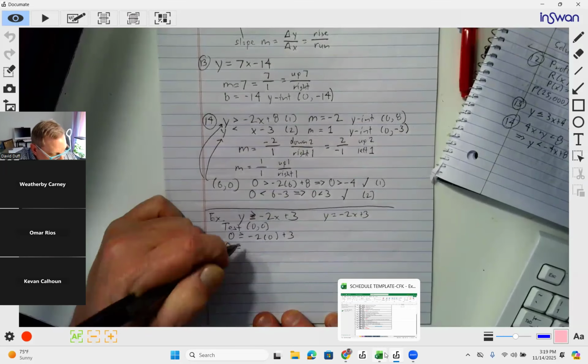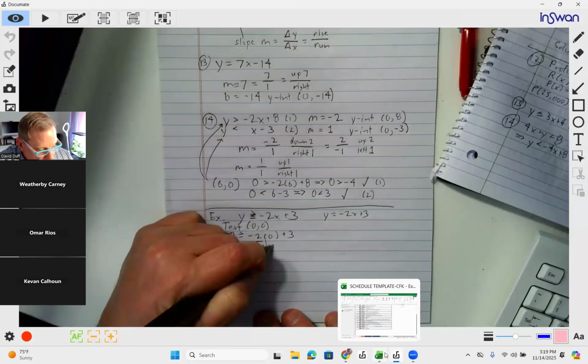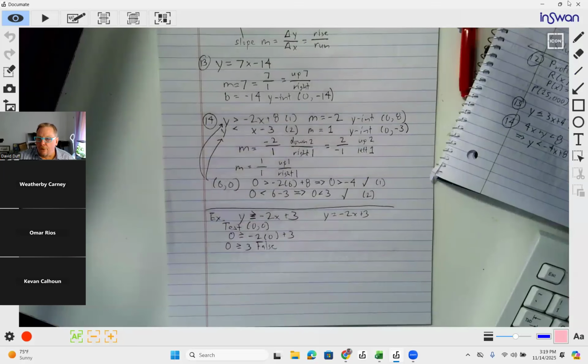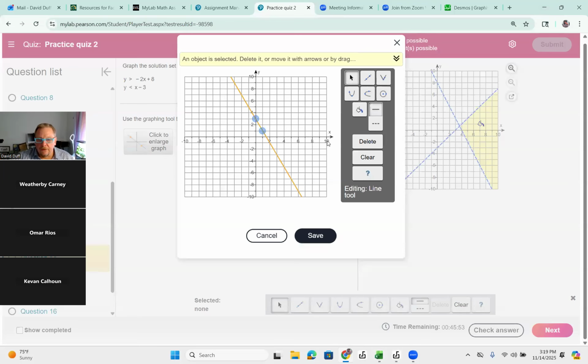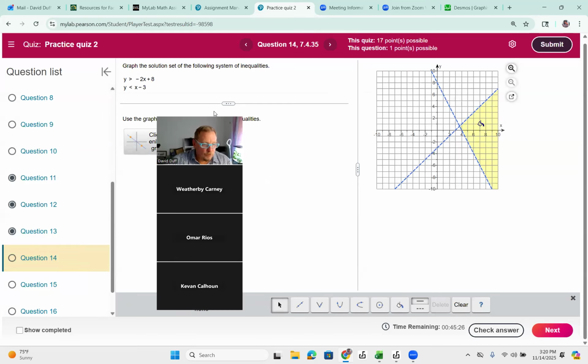So this is 0 is greater than or equal to 3. This is false, okay? So what does it mean that it's false? It means I picked the wrong region. If I pick this point right here at (0, 0), and it's false, it's got to be the other region. But again, I personally think it's easier to put these in y equals mx plus b form, and then just determine, am I above or below the line? So you can use either strategy, but I feel like this strategy is the easier by a lot. The test points can get very confusing.